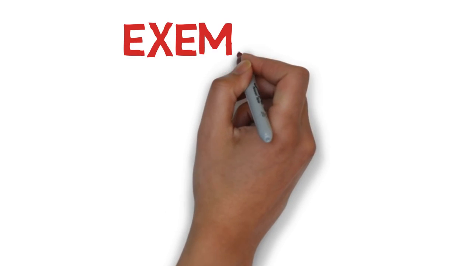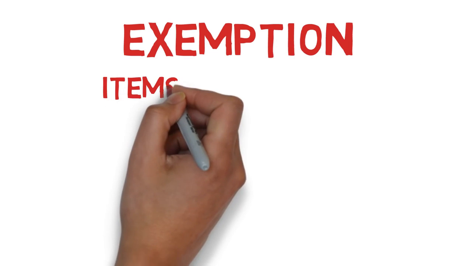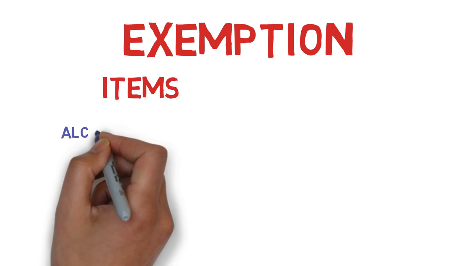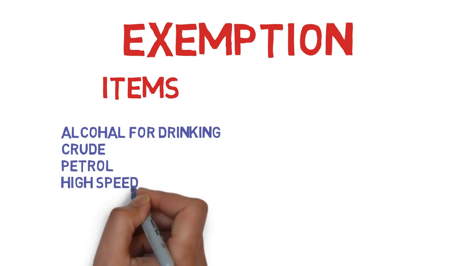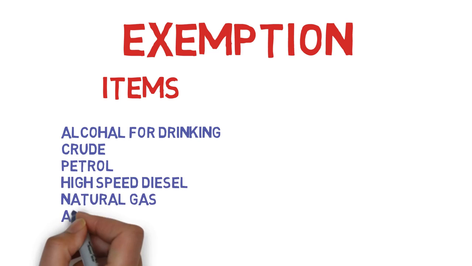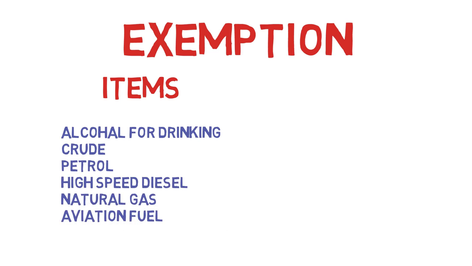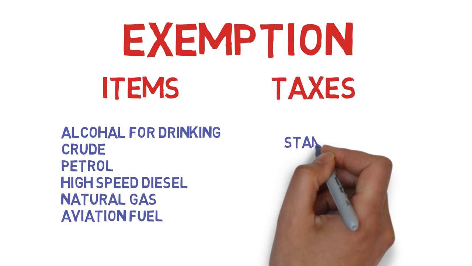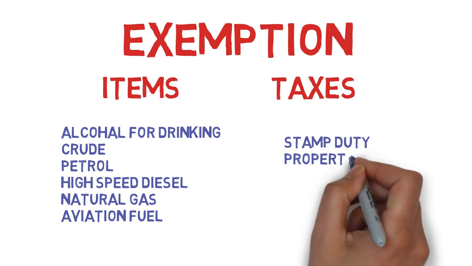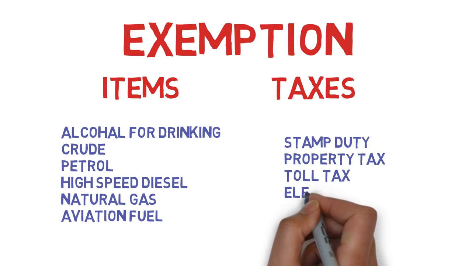There are some items which are exempted from the GST: alcohol for human consumption, petroleum products like crude, petrol, high-speed diesel, natural gases, and aviation turbine fuel. There are some taxes also which are exempted: stamp duty, property tax, toll tax, electricity duty, etc.